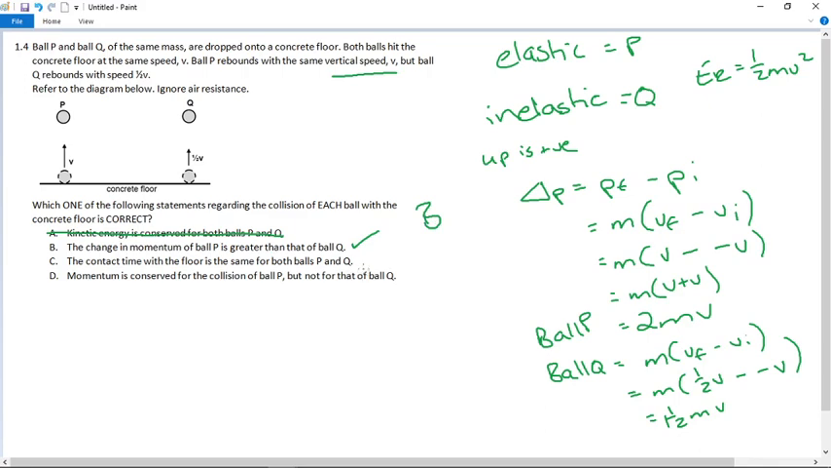The contact time with the floor is the same for balls P and Q. How would we figure that out? We've got nothing that's going to help us there, I don't think.